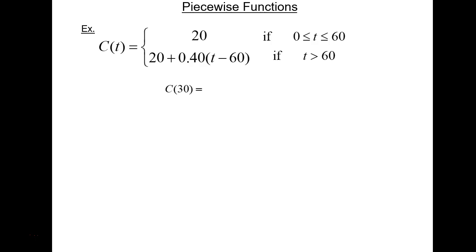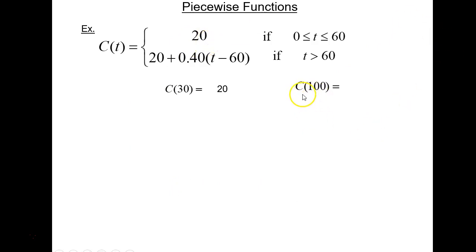So if I were to ask you what is c of 30, the first thing you want to do is look at the x value. The x value is 30, or the t value, I guess, is 30, and ask yourself which part of the domain does that fall into. So hopefully you see 30 falls into this first part, this top piece of the domain, because it's between 0 and 60. So the y value that goes with the t value of 30 is just going to be 20, because that was the constant function 20.